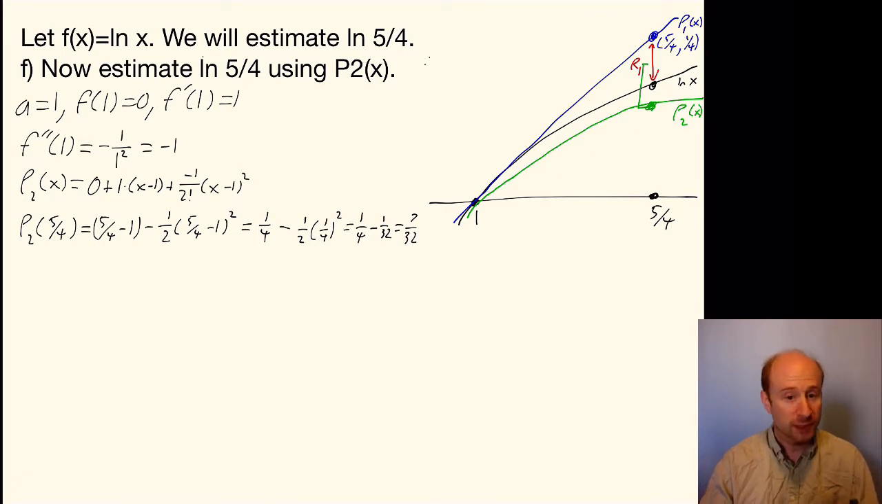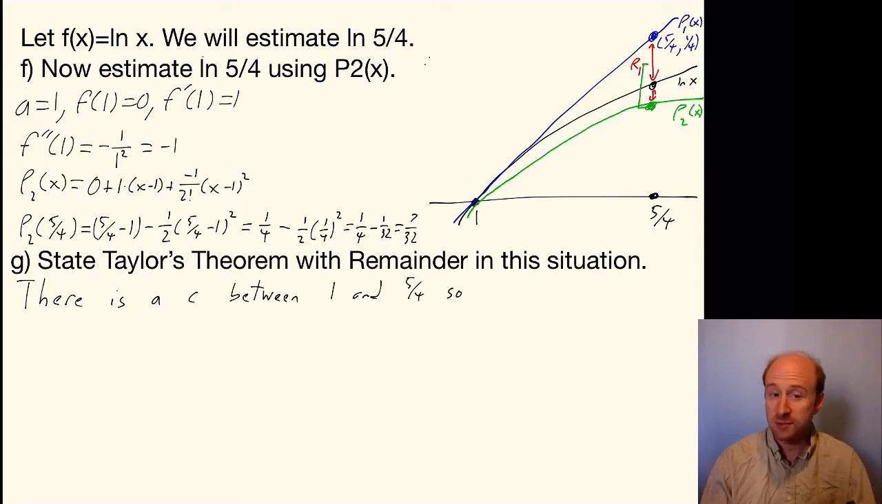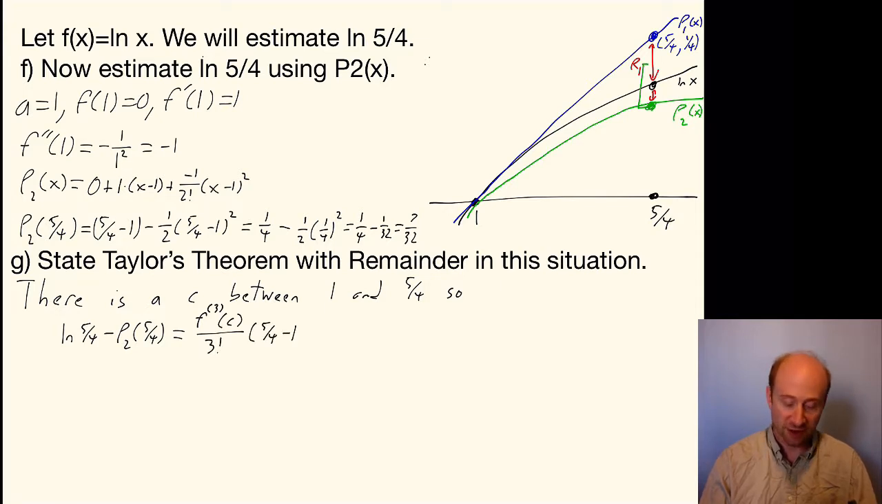And again, we can try to get a better estimate by looking at the error, by asking what is the gap between the true value and P2 of x. So what does Taylor's theorem with remainder say? It says there's a c between 1 and 5/4, and the error, log of 5/4 minus P2 of 5/4, is equal to the third derivative of f evaluated at c, divided by 3 factorial times 5/4 minus 1 cubed.